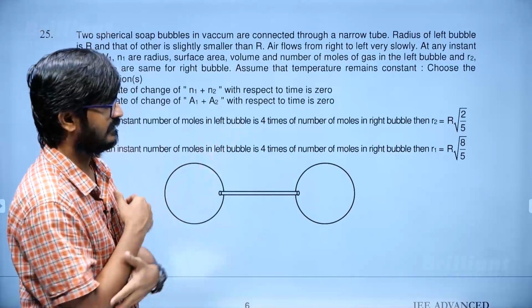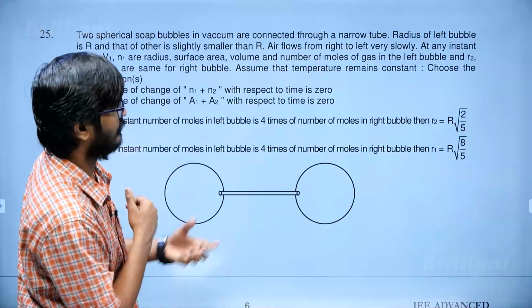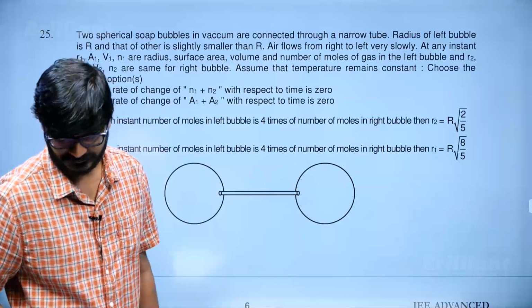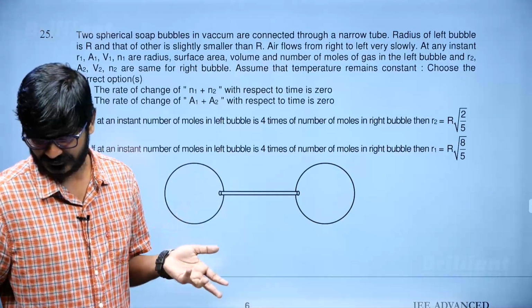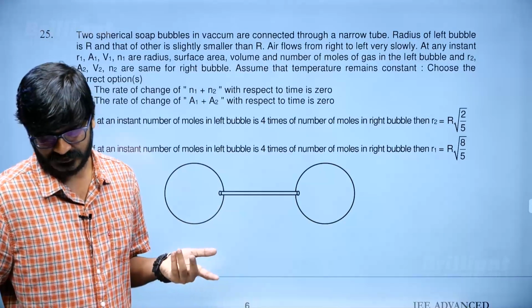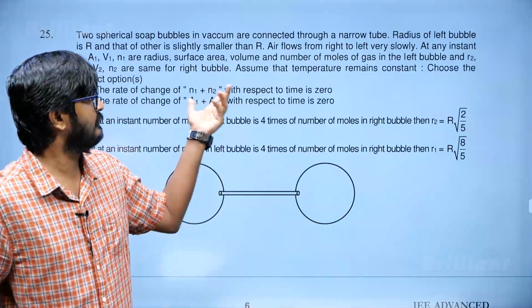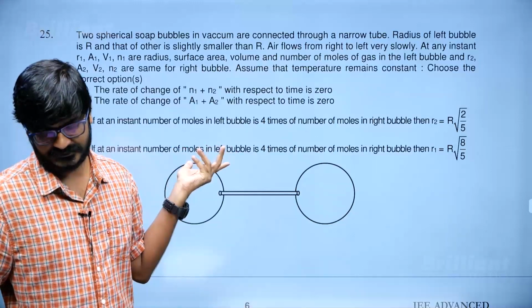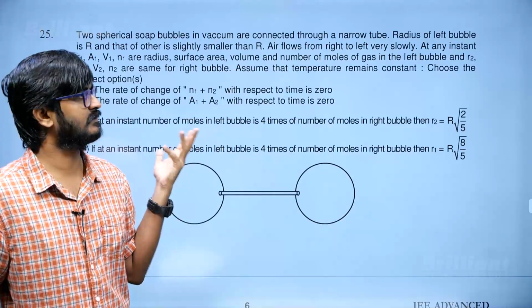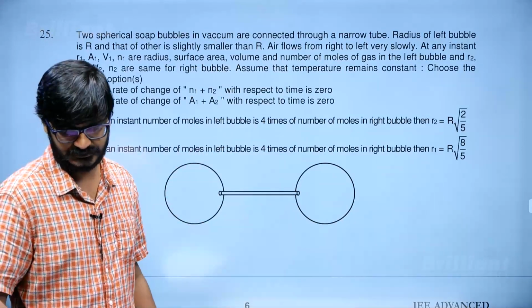They just asked, you don't need to know what is happening to solve the question. They are saying number of moles, area, volume, okay, fine. Temperature is remaining constant, so the rate of change of N1 plus N2, the number of moles won't change, right? So the first option is correct, it is 0. The rate of change of N1 plus N2 is 0 because the number of moles is not going to change.